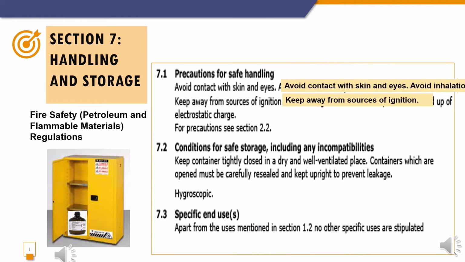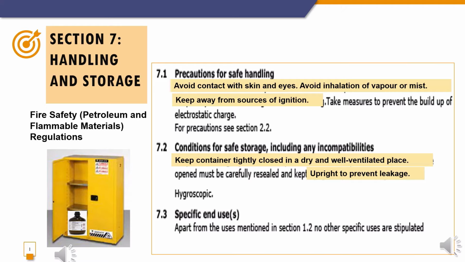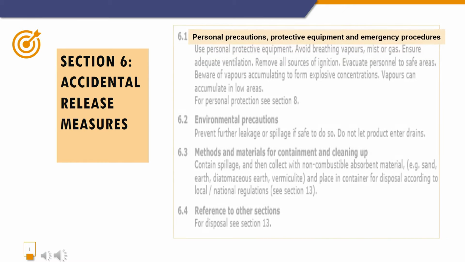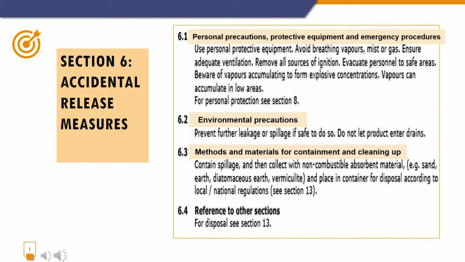Section 7 is handling and storage of chemicals. Moving on to Section 6, this tells us the emergency procedures and personal precautions that you should take when working with the chemical. In the example that is covered when working with ethanol, one should avoid breathing the vapors and not work near any sources of ignition. Environmental precautions, methods and materials for containment and cleaning up are included in this section.